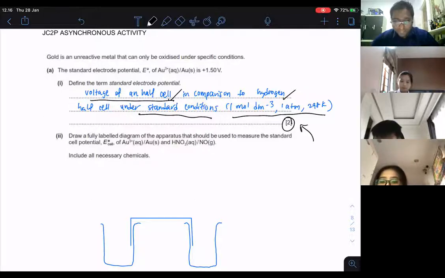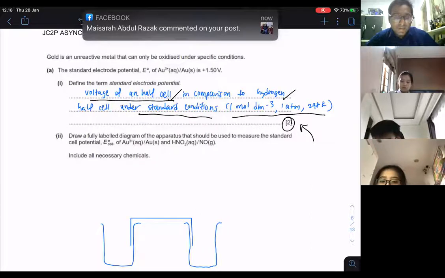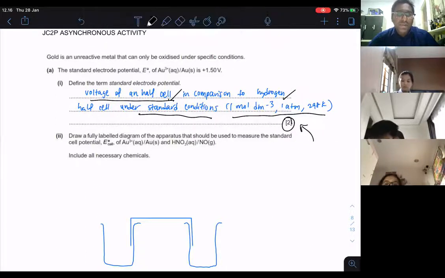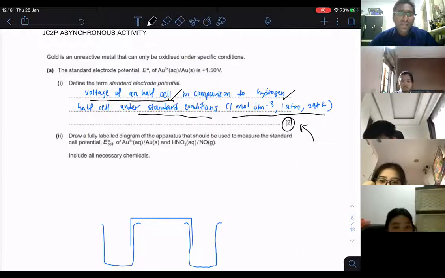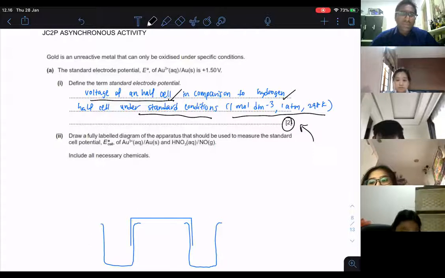Sometimes students just say voltage of a half cell measured under standard condition. How many marks will you get? Only 1 mark. So you need to always compare with hydrogen. That's why they are called standard hydrogen electrode potential, standard electrode potential. So they are always measured with the hydrogen half cell, in your data booklet.